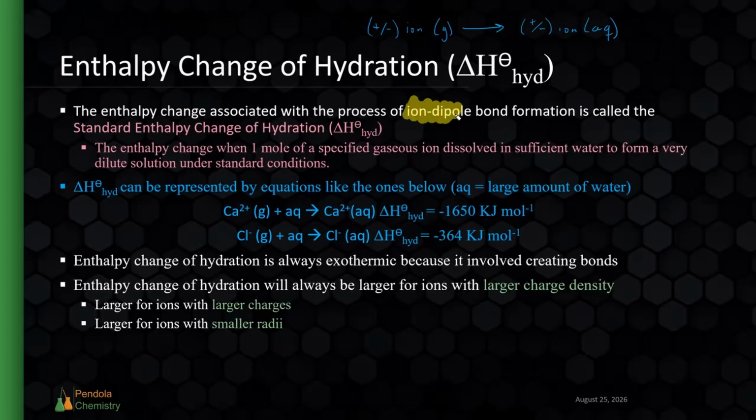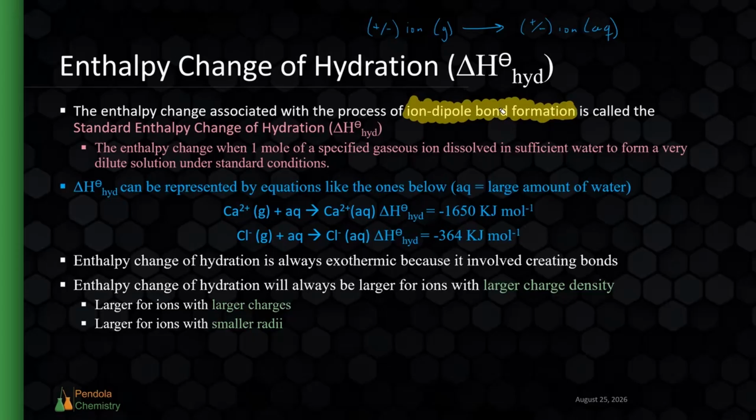The ion-dipole bond formation is really the only kind of interaction that enthalpy changes of hydration are going to have. The ion is already ionic. It's already a single standalone particle, and it's in the gas state. So there's no bonds to break. There is no change of state of matter to do. It is just grabbing that ion, putting it in water, and having those ion-dipole bonds form between the water and the ion.